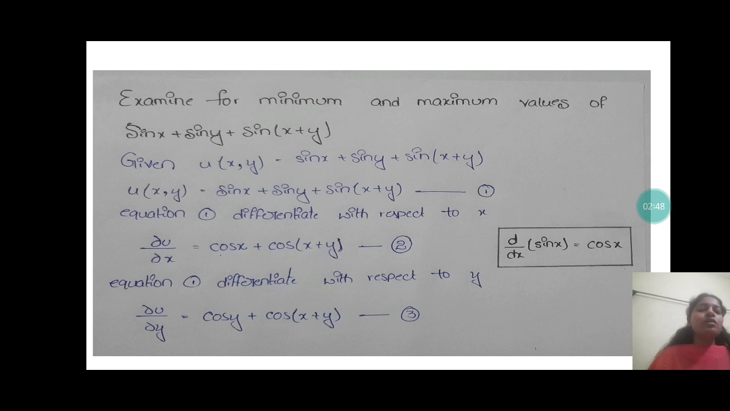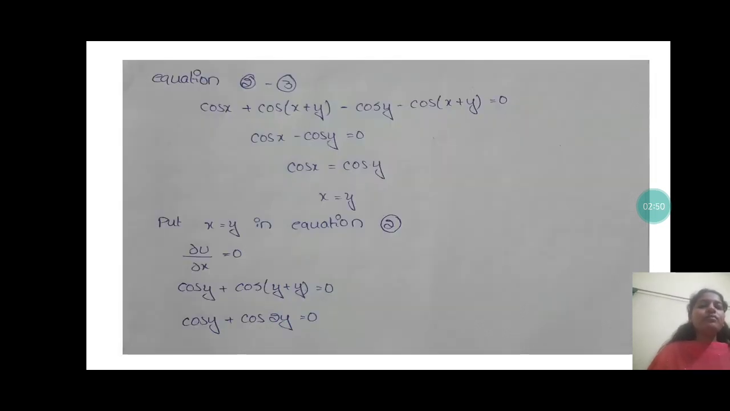Now we subtract equation 3 from equation 2. Equation 2 is cos x plus cos of x plus y, and subtracting the third equation, minus cos y minus cos of x plus y, is equal to 0. We cancel the cos of x plus y and minus cos of x plus y, and we get cos x minus cos y is equal to 0. So cos x is equal to cos y, then we get x is equal to y.